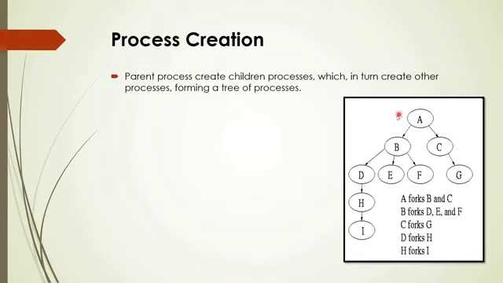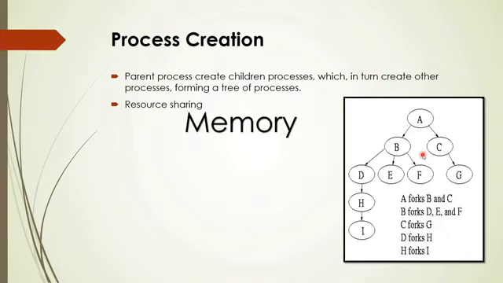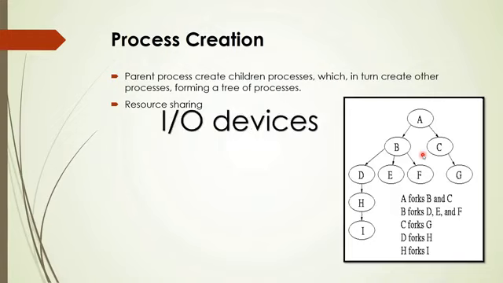Now when process A creates process B, C and so on, they must share the resources. So how do they share? So first of all, let us look at what are the resources. So resources can be memory, CPU time, files, input output devices. So these are the resources which all the processes, the parent as well the child process, will share.